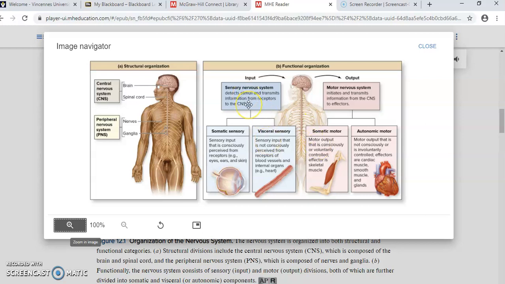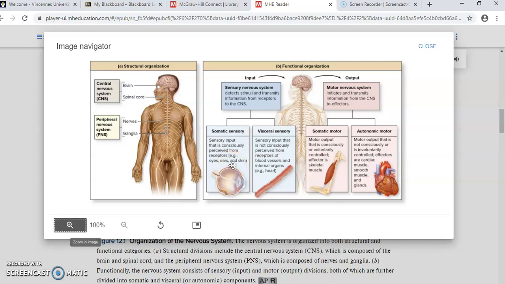neurons that are taking the signal to the CNS, we will characterize those sensory neurons as either somatic or visceral. And basically somatic means that those sensory neurons are coming from certain organs of the body. In this case, they're coming from organs that we consciously perceive. So like from our eyes, from our ears, from our skin, we consciously perceive what we see and what we hear and what we feel on our skin.